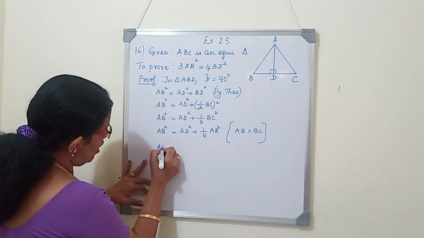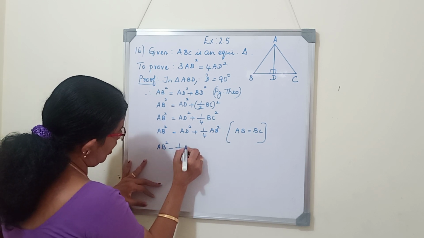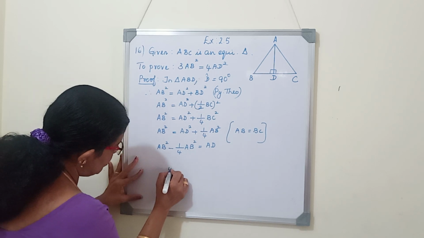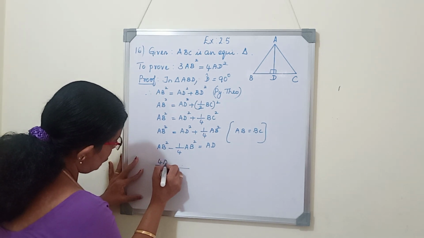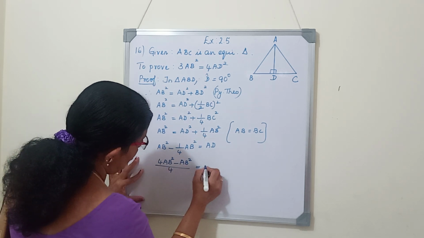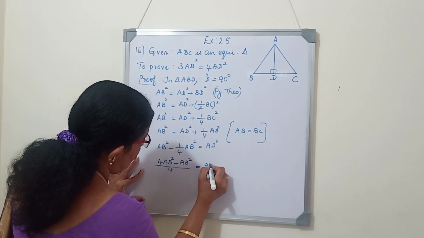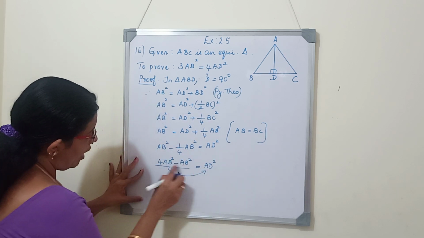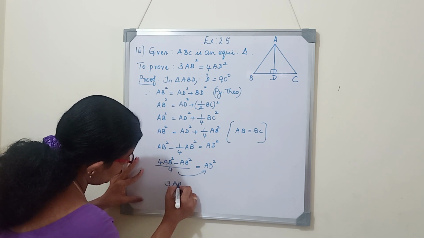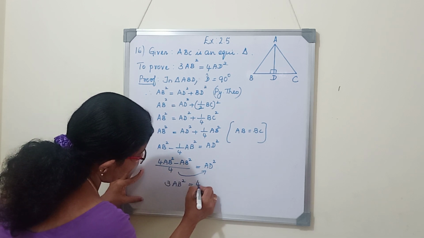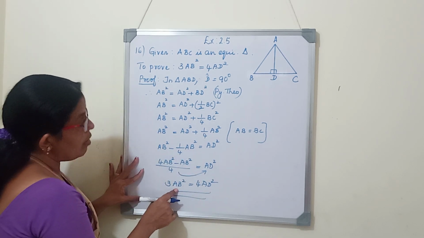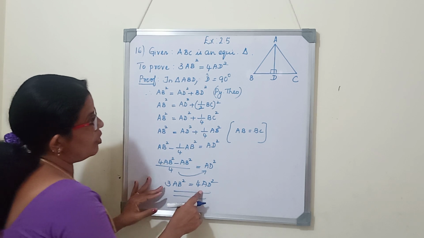Now AB square minus 1 by 4 AB square is equal to AD square. We will take LCM. 4AB square minus AB square over 4 is equal to AD square. We will cross multiply. 4AB square minus AB square is 3AB square. Cross multiply, 4AD square. So we prove that 3 times the square of one side will be equal to 4 times the square of its altitude.